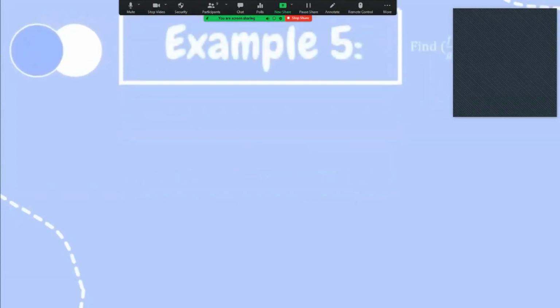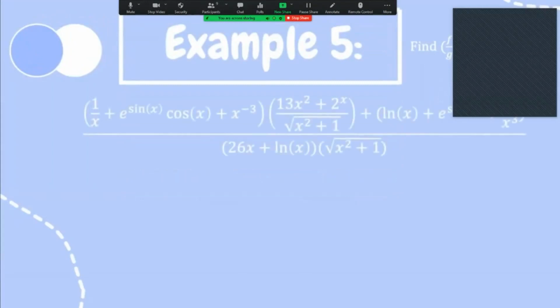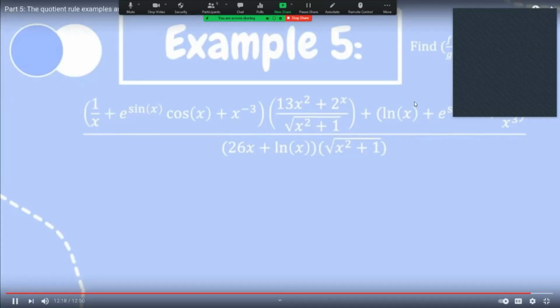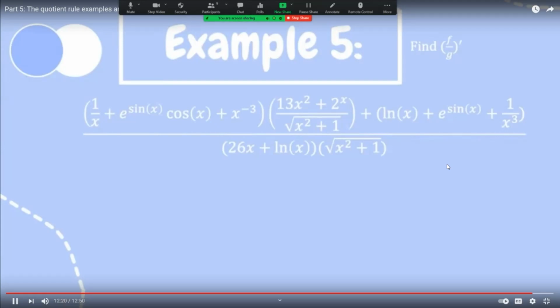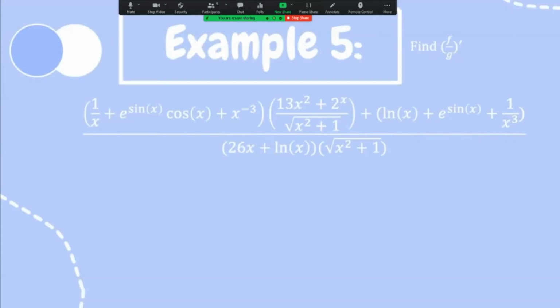Example 5. Find the derivative of f divided by g, where f is 1 divided by x plus e to the power of sine of x times cosine of x plus x to the power of -3, all multiplied by 13x squared plus 2 to the power of x divided by the square root of x squared plus 1 plus ln of x plus e times sine of x plus 1 divided by x to the third, all divided by 26x plus ln x times the square root of x squared plus 1.